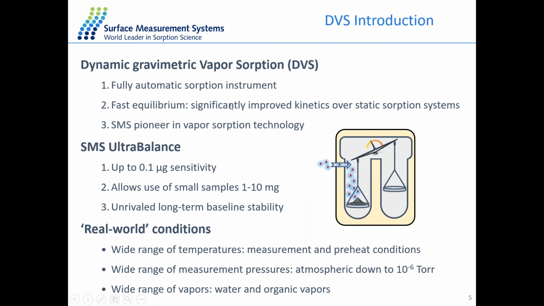Compared to the static method, the DVS method has a continuous flow of the probe molecule to the sample in a dynamic mode, so we can achieve a much faster equilibrium. And the experiment can be performed at real-world conditions, at ambient temperature and pressure, which means we can simulate the conditions during the application of the product to get more practical results for research and development.